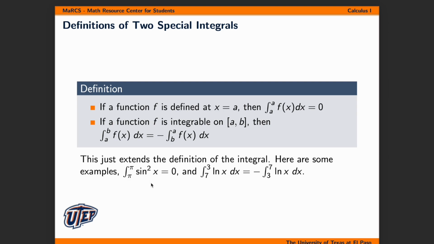So for this first example, we have the integral of sine squared of x with respect to x. So we integrate and we evaluate from pi to pi, that is equal to 0. Now if we integrate ln of x with respect to x from 7 to 3, that is equivalent to integrating ln of x with respect to x and evaluating from 3 to 7, but now it'll be negative since we switched the bounds or the limits.